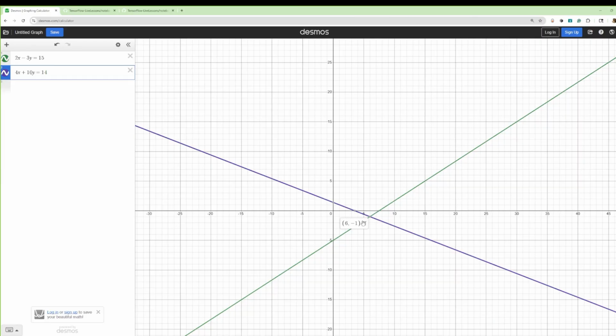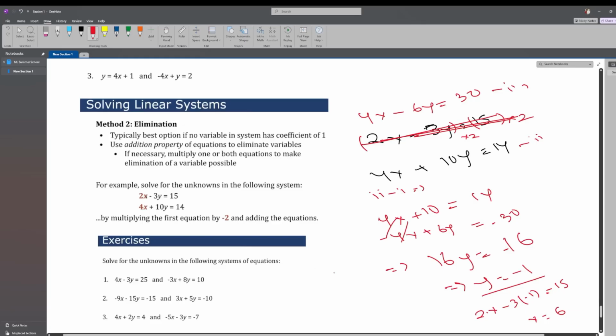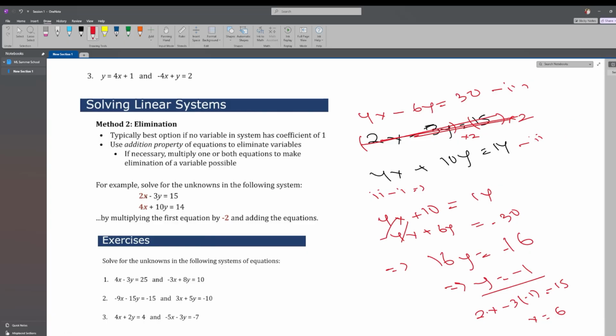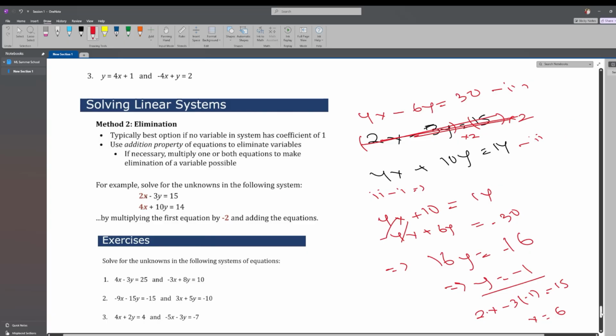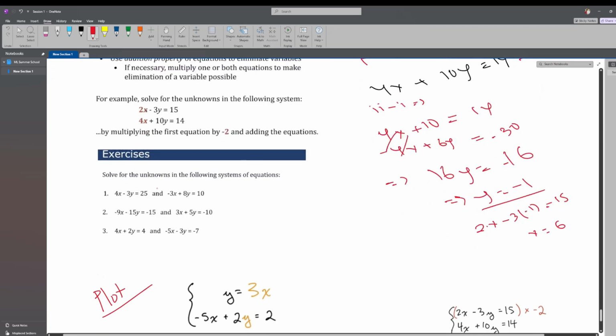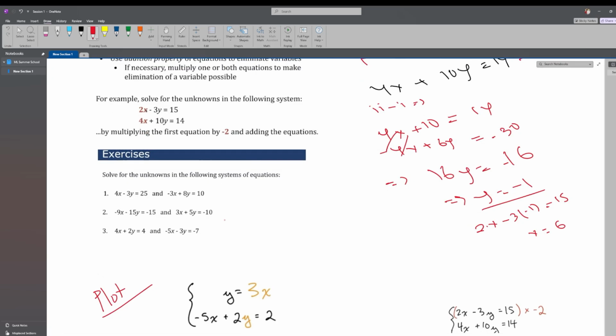You can see 6 comma -1, that means the value for x should be 6, and the value for y should be -1. Is this what we got? 6, minus 1. Yes, that is it. So we have solved the problem properly. These are again some problems which you should practice. So feel free to pause this video and practice these problems, and verify if you are doing it right.